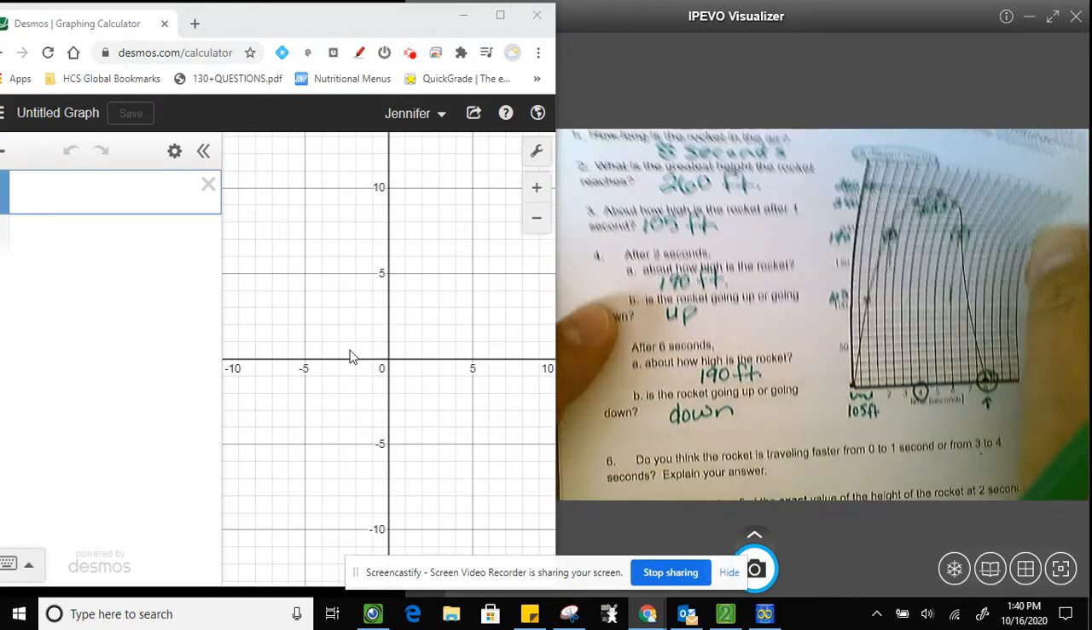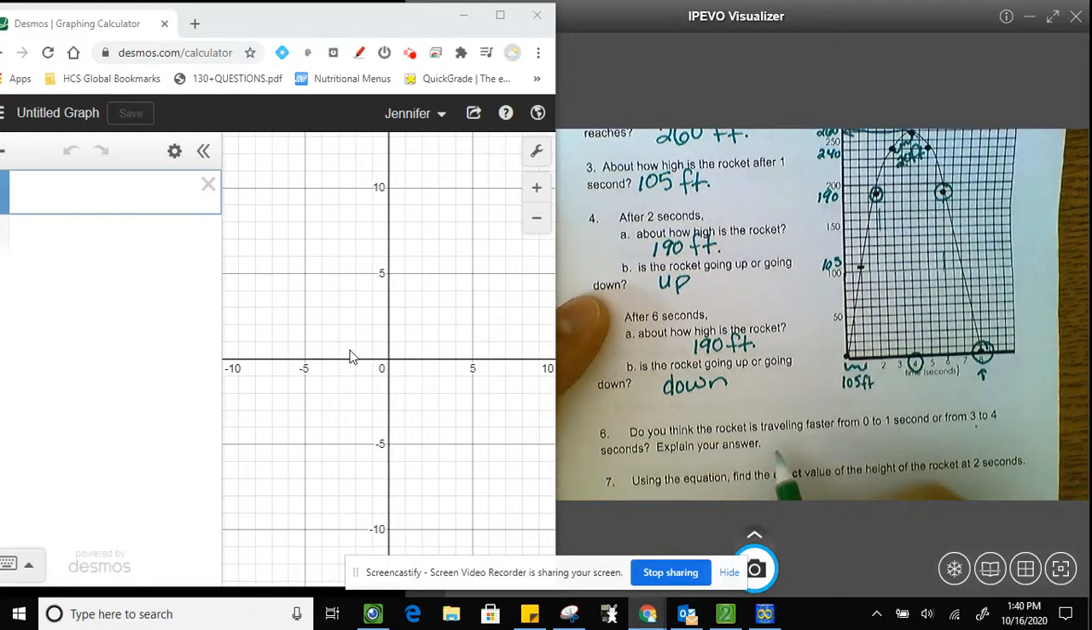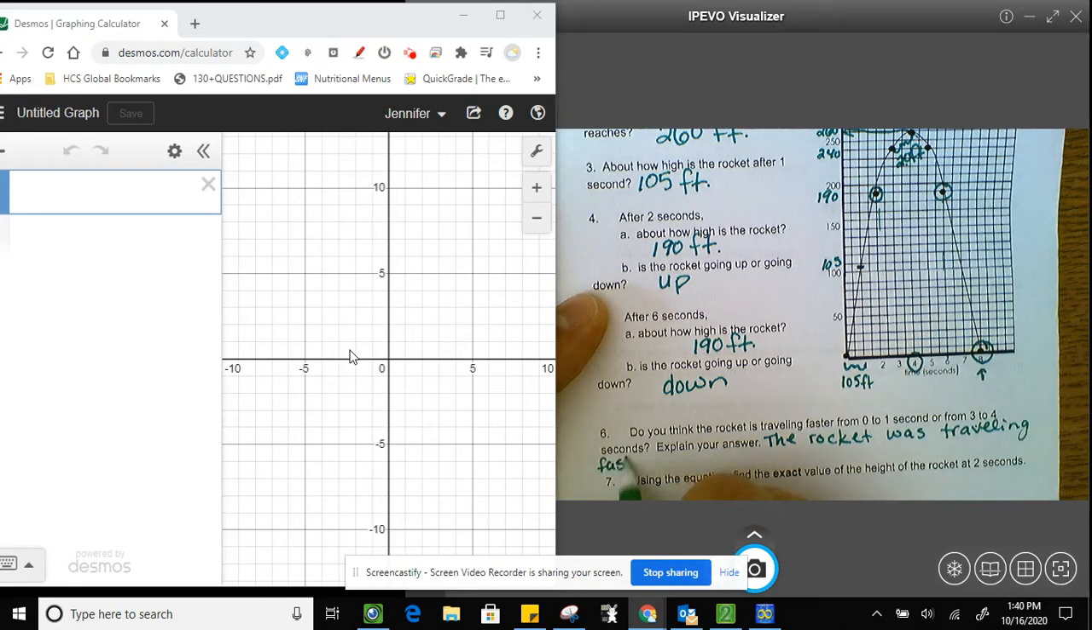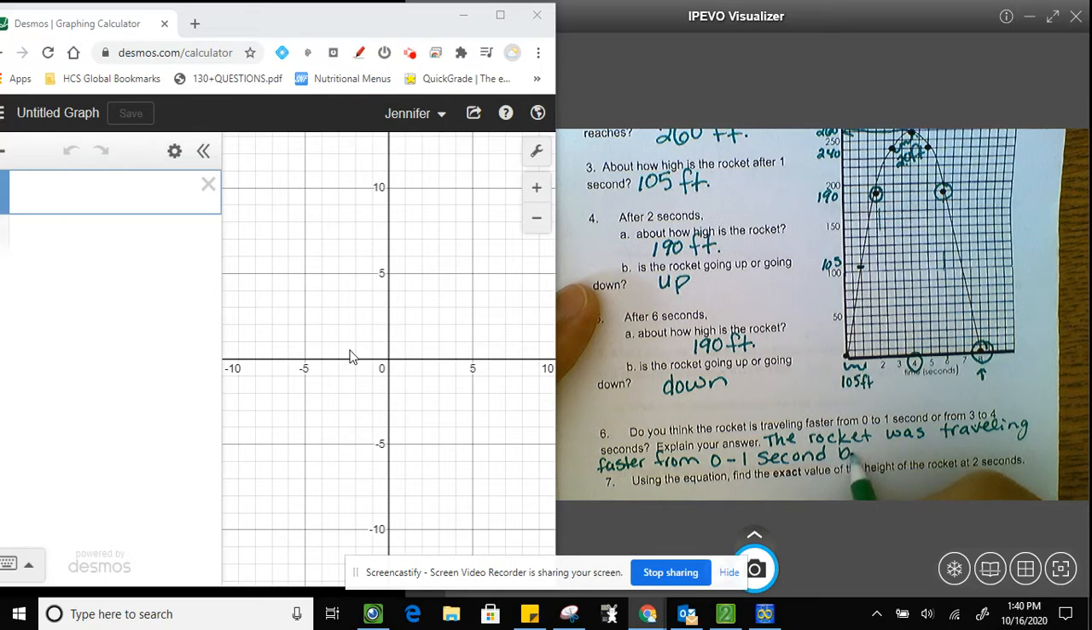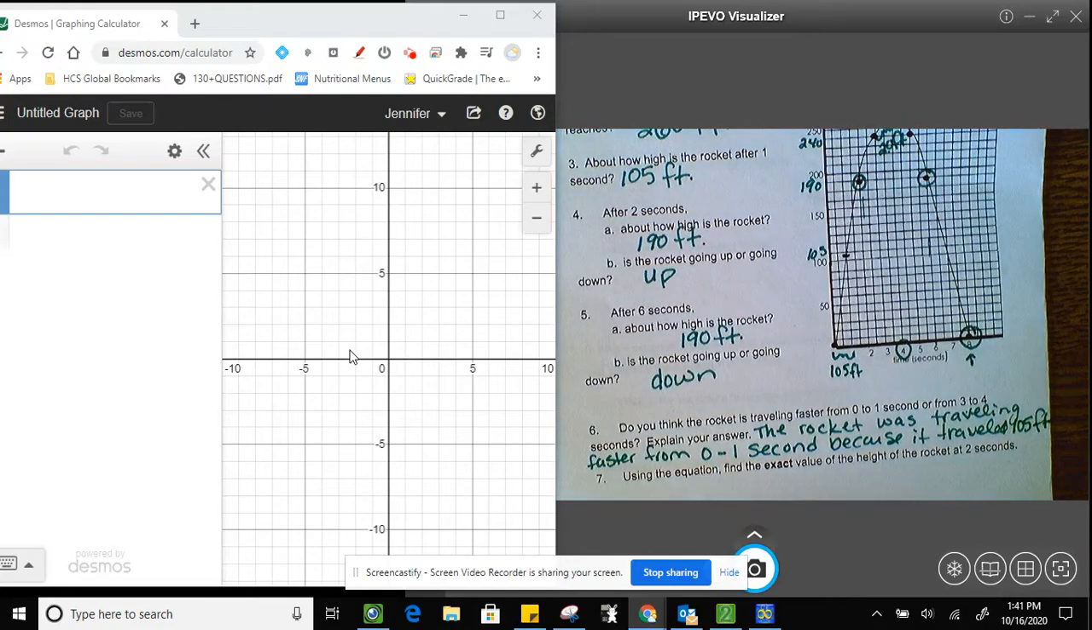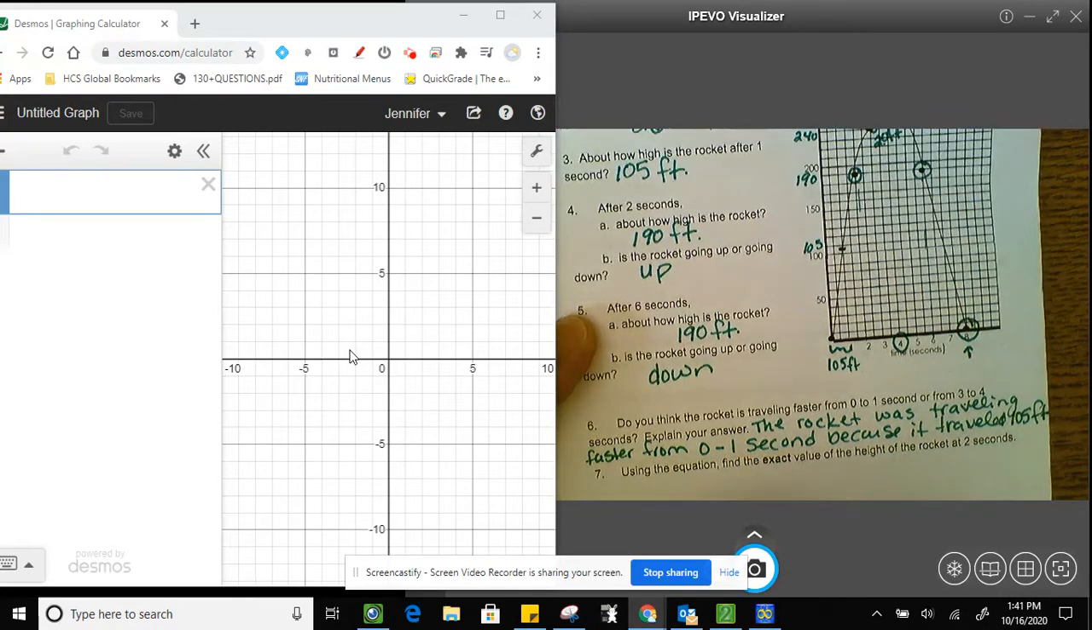So was it traveling faster from 0 to 1 second or 3 to 4? The rocket was traveling faster from 0 to 1 second because it traveled 105 feet. Now it says using the equation, find the exact value. We are doing that later.